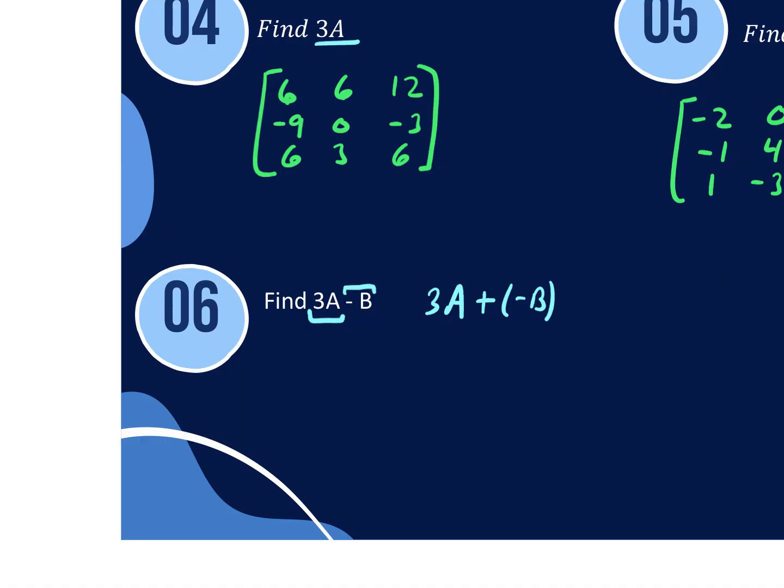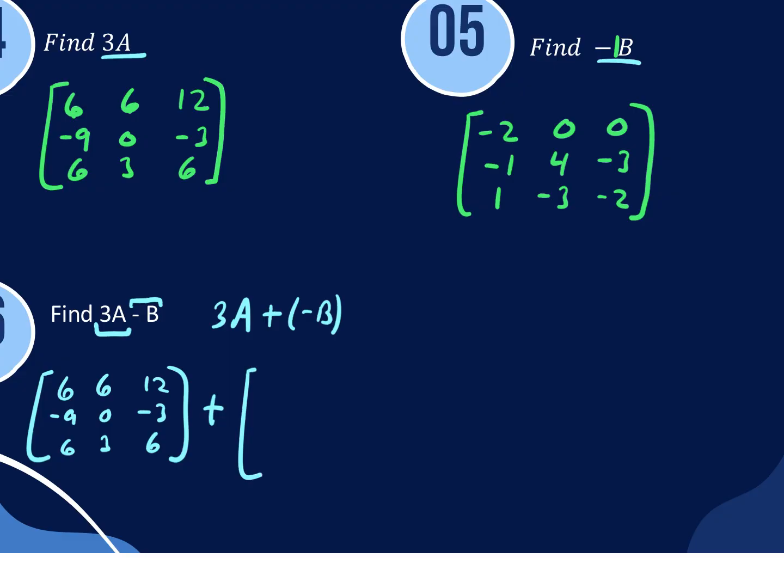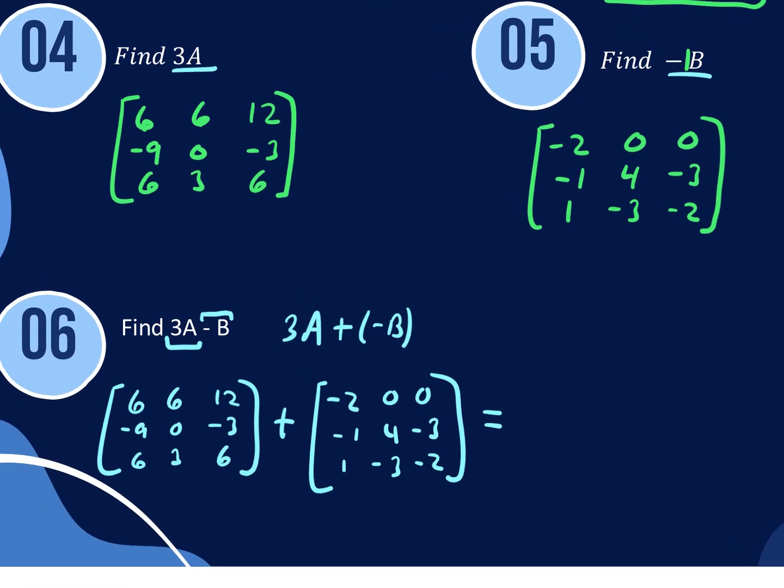We know that 3A is this right here. So it is a 6 and a 12, negative 9, 0, negative 3, a 6, a 3, and a 6. Plus, we know that negative B is this matrix up here. So it's negative 2, 0, 0, negative 1, 4, negative 3, 1, negative 3, negative 2. All right, and since these are the same dimensions, you can just add the entries together.